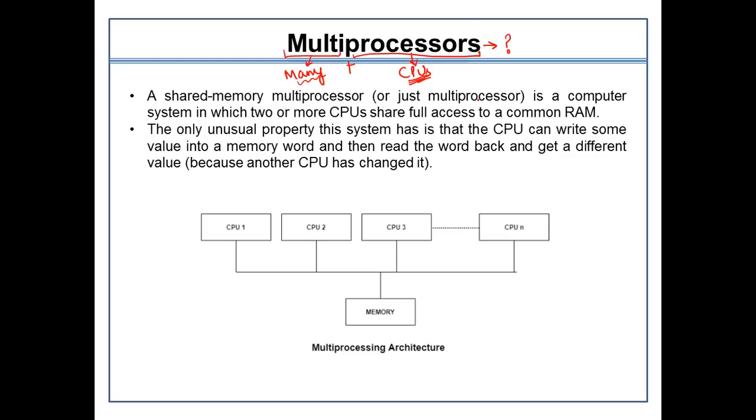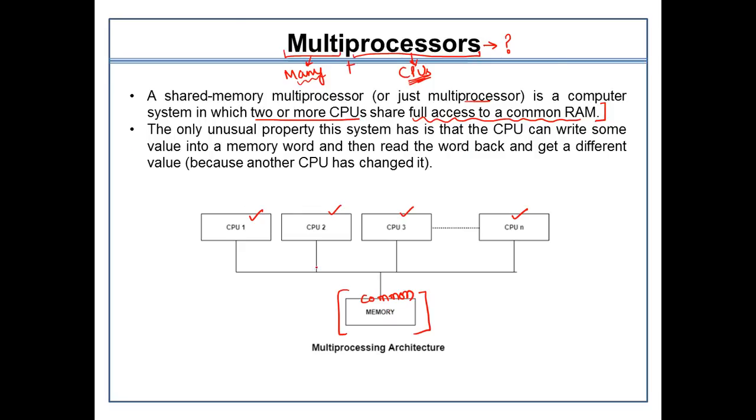A shared memory multiprocessor, or just a multiprocessor, is a computer system in which two or more CPUs share full access to the common RAM. This property is important to understand. When we have a number of processors within our machine, the unique property of multiprocessors is that all of these processors will access the one common memory. This memory is common to all of these processors. So this is the unique definition of multiprocessors.